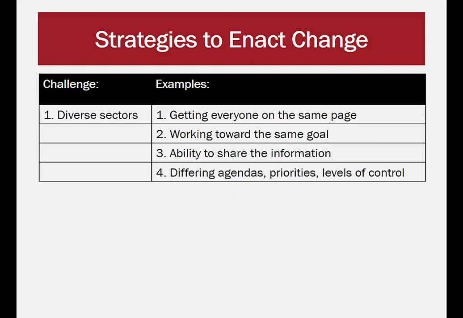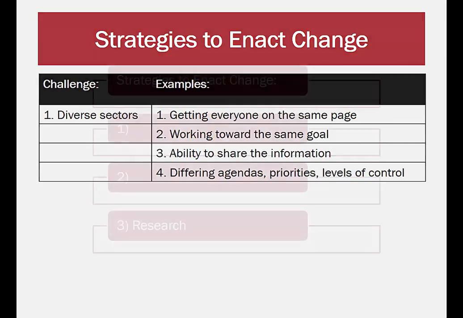The diverse sectors that an injury prevention issue crosses presents challenges. These include getting everyone on the same page, working towards the same goal, and sharing information. In addition, differing agendas, priorities, and levels of control can sidetrack efforts. However, when aligned, efforts result in a successful solution. Can you think of any specific challenges that may arise in case study number 1? Take a minute to describe what you think could present a challenge in assessing available resources.